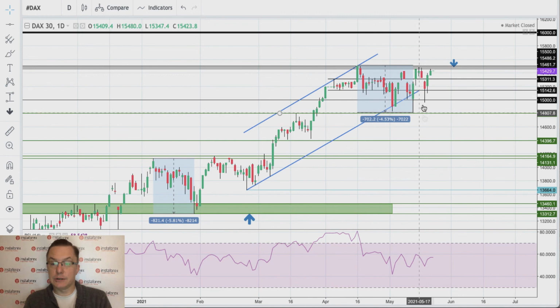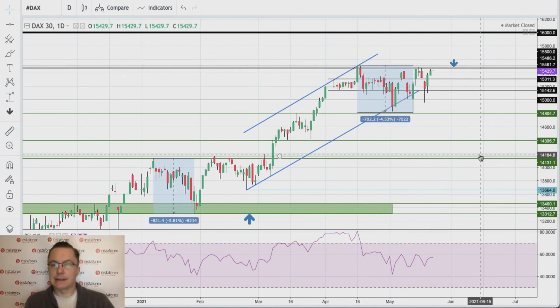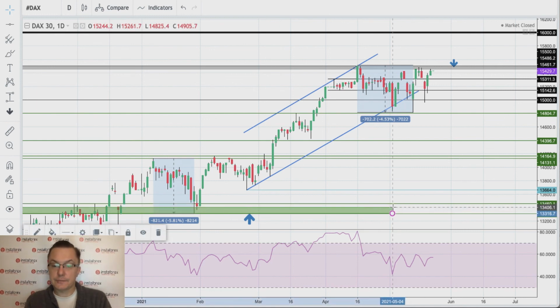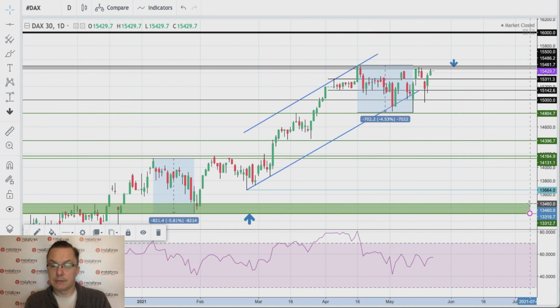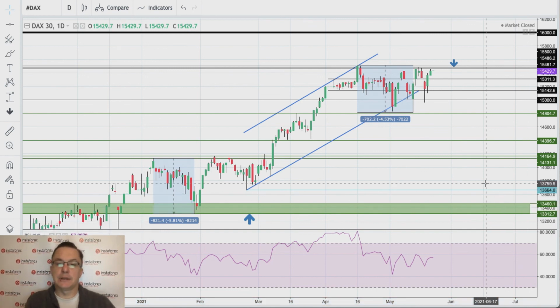On the other hand, we need to of course break below 14,804 in order to call this zone a top and a deeper pullback towards 14,164. So this is an interesting level as well. The key technical support, the key demand zone even, is between 13,460 and 13,312. So this is still a valid zone, and I will keep this on my chart a little bit longer.